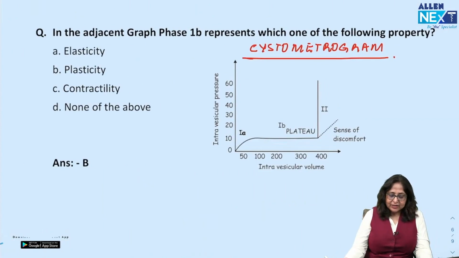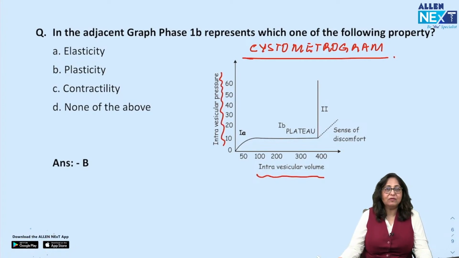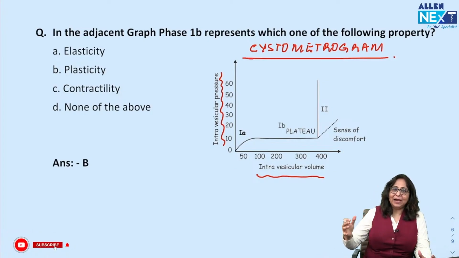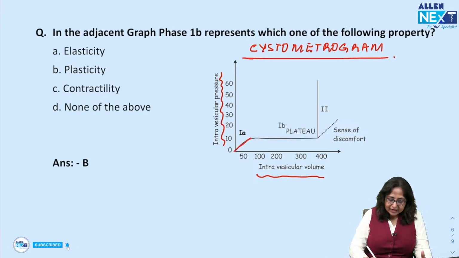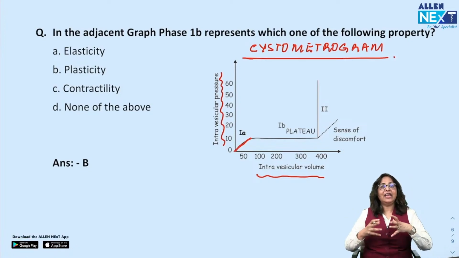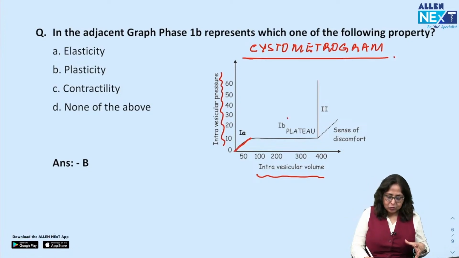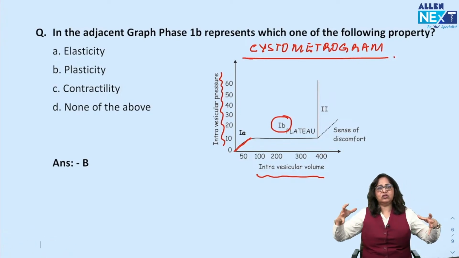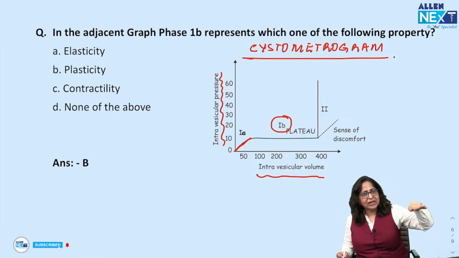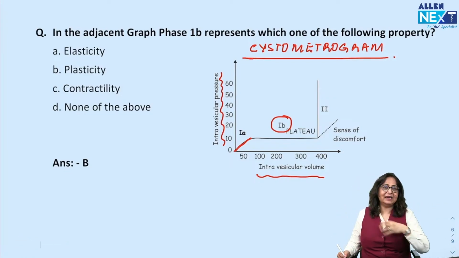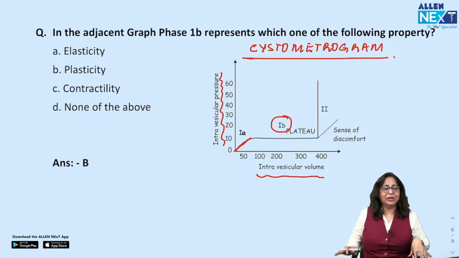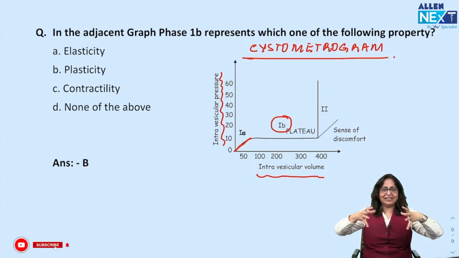All right. So let us look at the cystometrogram, and you've got the intravesical volume on the x-axis and the intravesical pressure on the y-axis. And we find that initially, as the bladder fills up, there is an increase in the intravesical pressure. Then in phase 1b, what is happening is there is an increase in the intravesical volume, but almost no increase in the intravesical pressure. This is because as the bladder is getting filled up, it tends to distend.